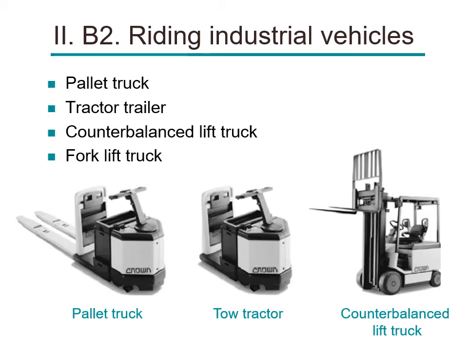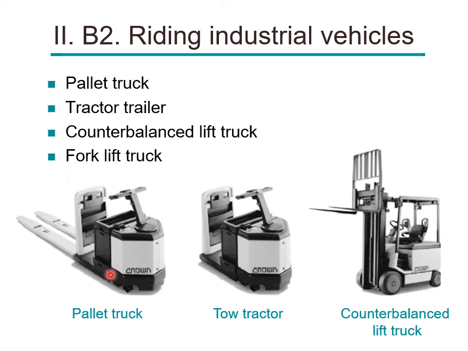In the second category, instead of walking along with the material handling device or the industrial vehicle, the operator rides on the vehicle and drives it by riding on it. Basic examples include the pallet truck, for example this one.